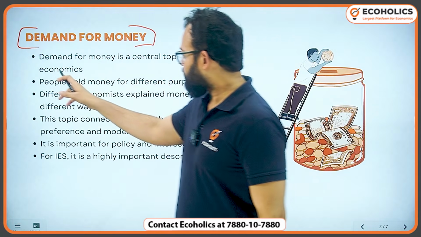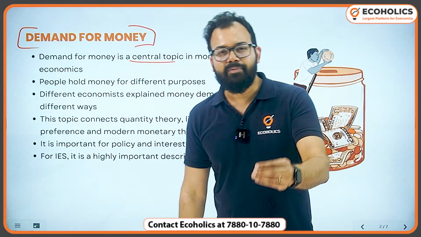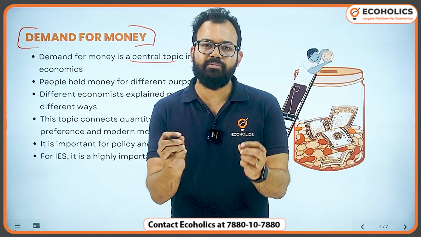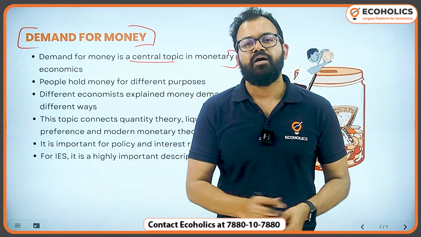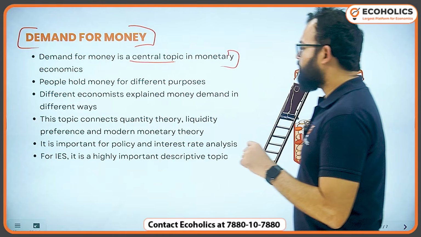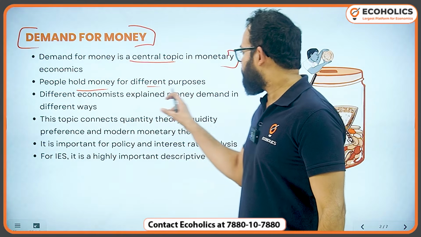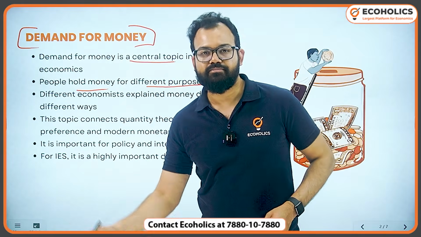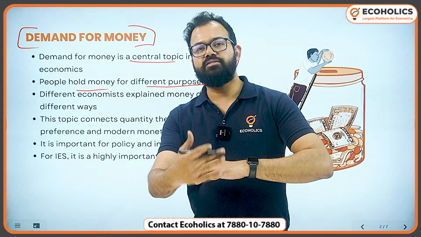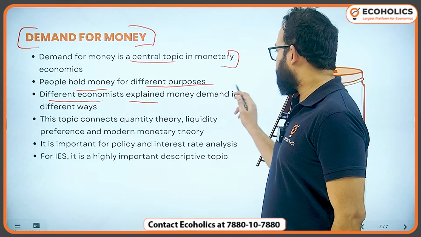Let's start. Demand for money is a central topic in monetary economics, because whenever a person is there, they ask for money to transact, they ask for money as a precautionary measure, and they ask for money as a speculative measure. Three motives are given in this. Number one, transaction means day-to-day transactions people are doing. People hold money for different purposes, for example traveling, paying a bus ticket, paying a metro ticket, or for lunch, food, snacks, etc. So different economists explained money demand in different ways.